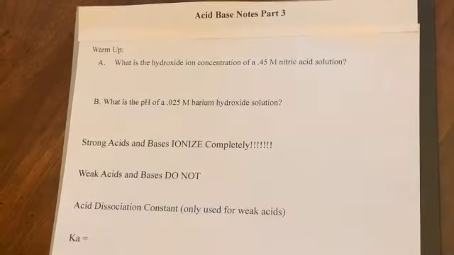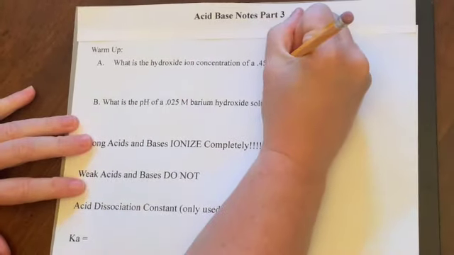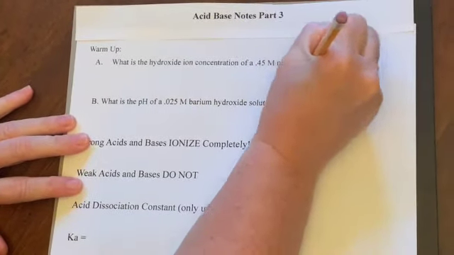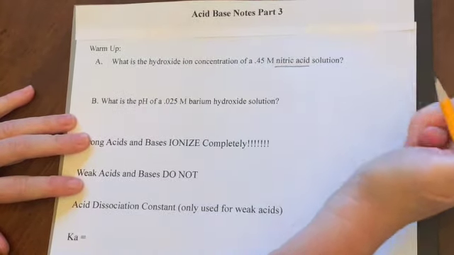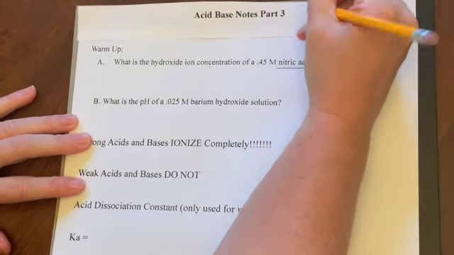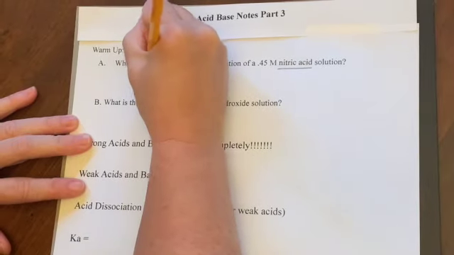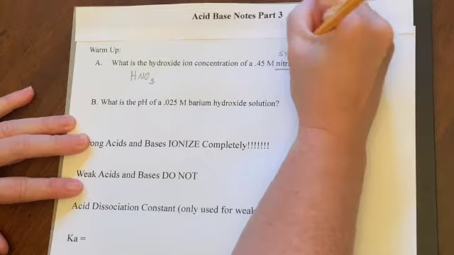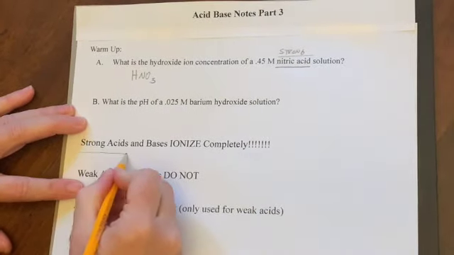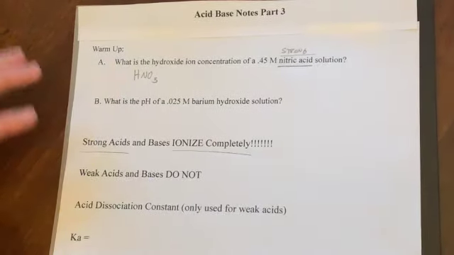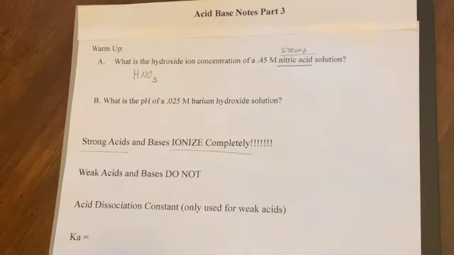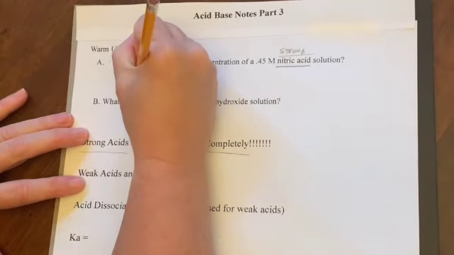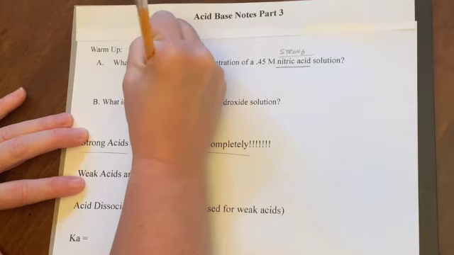When this happens, the first question you have to ask yourself is, what is this acid? Is this a strong or a weak acid? Well, in the case of nitric acid, HNO3, that is a strong acid. Strong acids ionize completely. So what does that mean? Well, I'm telling you that the concentration of this acid is 0.45 molar.